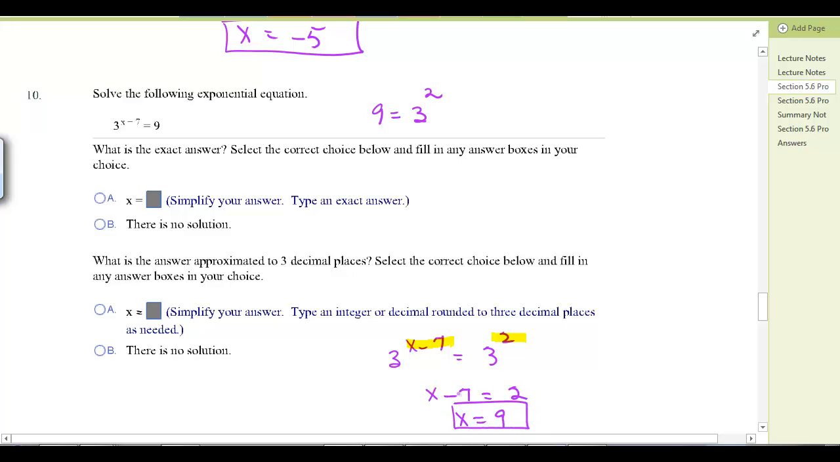And what's the exact answer? We get the same answer no matter what, but we're going to go here and we're just going to put 9 on this one. It says, what is it approximated to 3 decimal places? So we're going to put 9.000. That seems very silly, but that is the way the wording of the question goes.